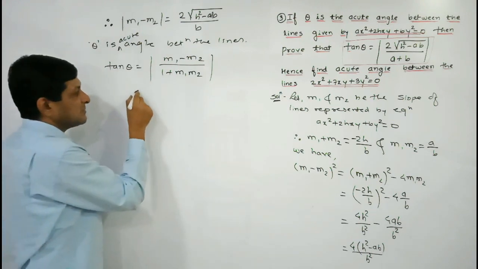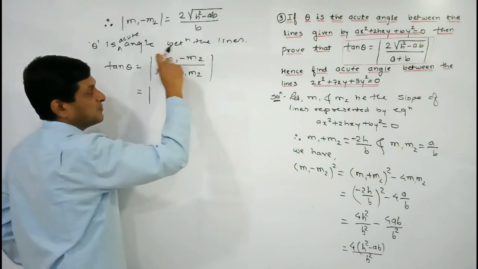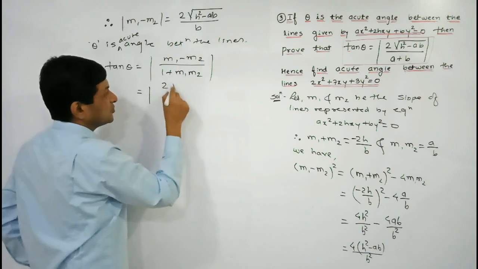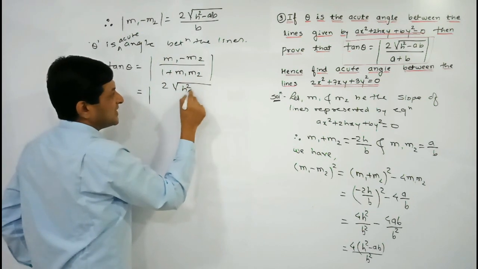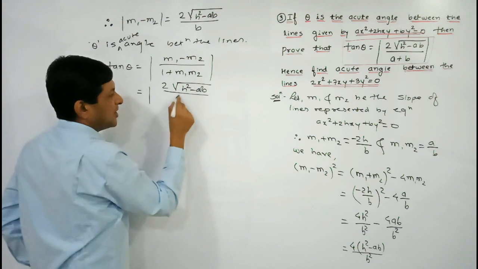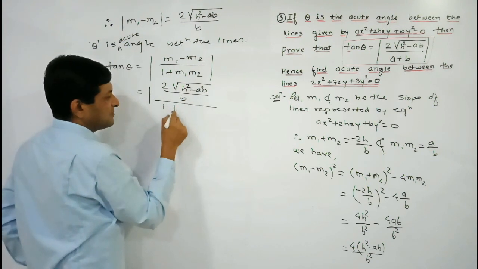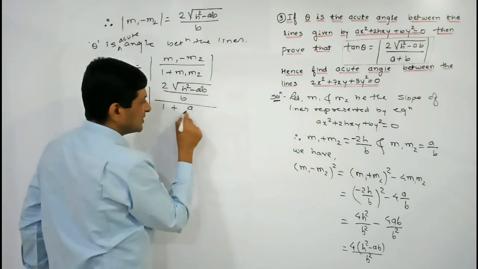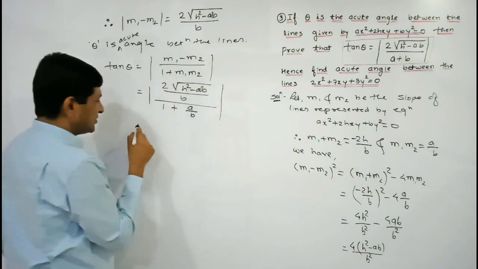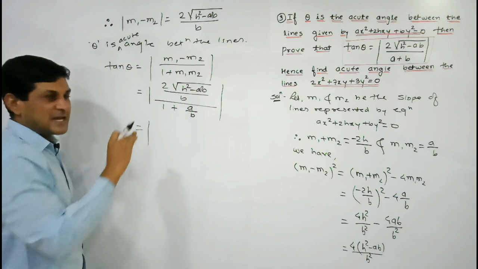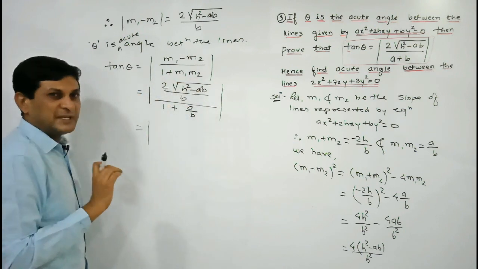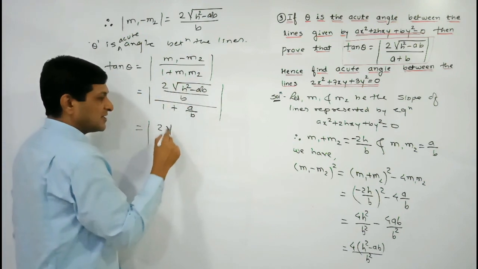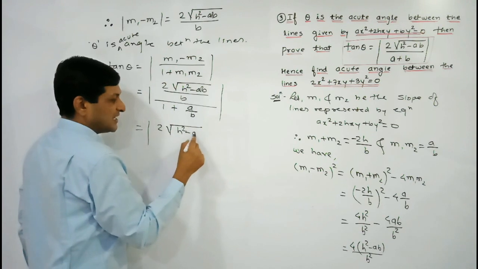Now the only remaining part is to substitute the values. m1 minus m2 is equal to 2 under root h square minus ab upon b, and in the denominator 1 plus m1 into m2. What is the value of m1 into m2? It will be equal to a upon b. So now I am multiplying numerator and denominator by b. Let us see what we will get. 2 under root h square minus ab.